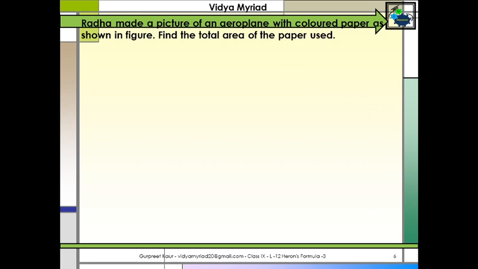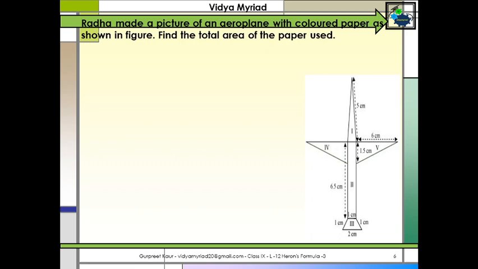Let's do another question now. Now this is the question of an aeroplane. You must be knowing all this, how the aeroplane looks like. Now some part of the dimensions are given to you. So don't get confused that we don't have all the dimensions.